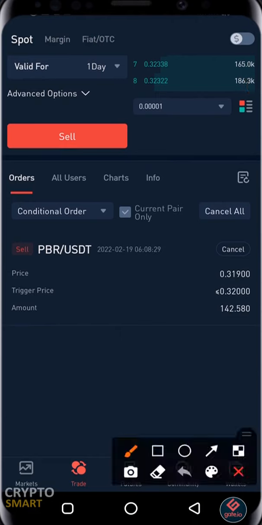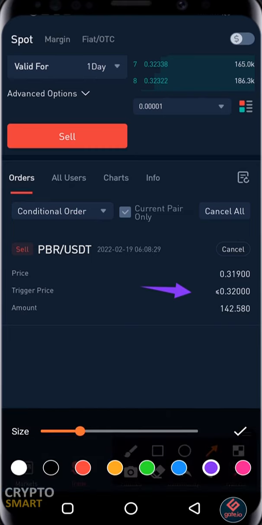So if the price of Polka bridge ever gets to 0.32000, your sell order should be triggered to sell your Polka bridge at 0.3190. Okay, the essence of stop limit, of stop loss, is to mitigate your losses, to reduce your losses, right? Because if it should get to 0.320, there is a high chance that it will go down further, maybe to 0.20, and that is a massive dump.